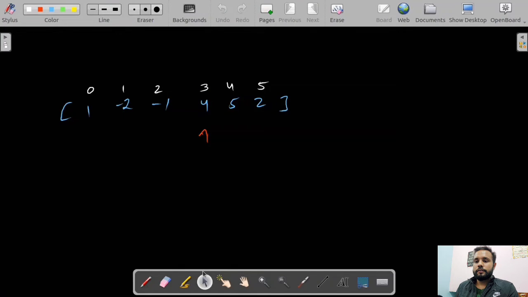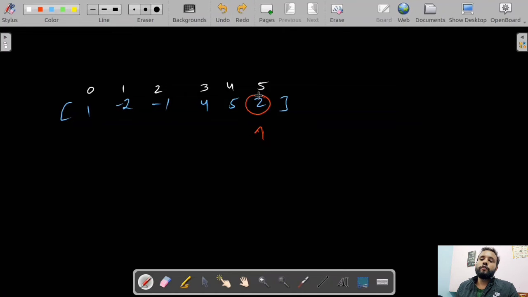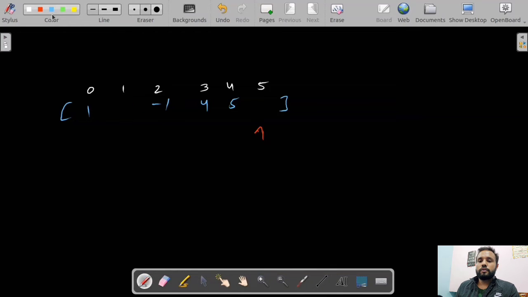So we were at this index. Okay, index 5 contains number 2, but this does not belong here, so let's try to move this number to its exact position at index 1. So we swap this 2 and -2. 2 comes here and -2 comes here. So now this number is less than 1, so we move forward and we reach the end of the array.